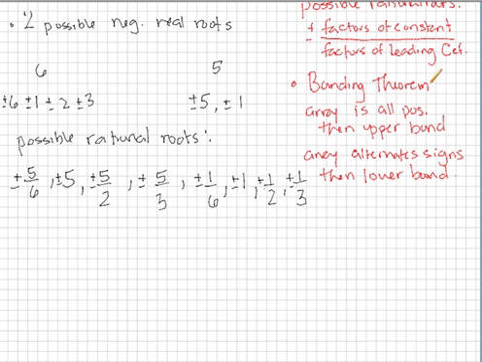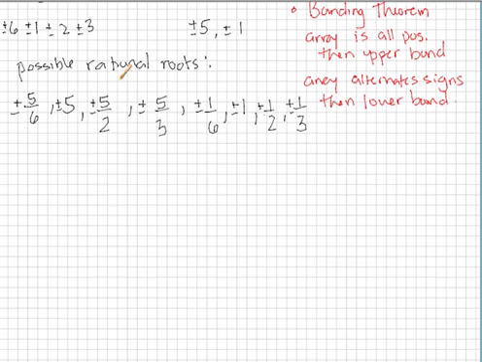The bounding theorem tells me that if I try to divide out one of these roots using synthetic division, and the array of numbers I get on the bottom row are all positive, then my roots go no higher than that number. And if all my numbers alternate signs, then my roots go no lower than that number. We may or may not need this. I'm going to try -1. So let's go ahead and divide this out using synthetic division.